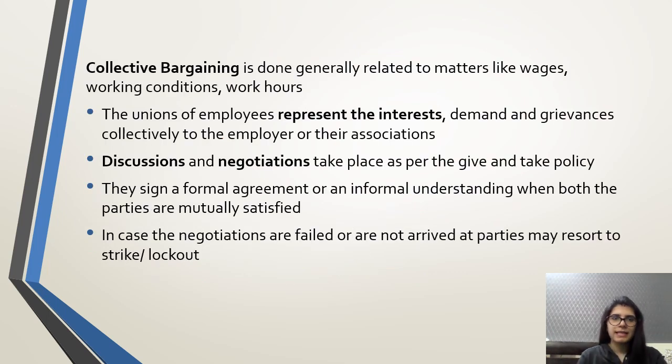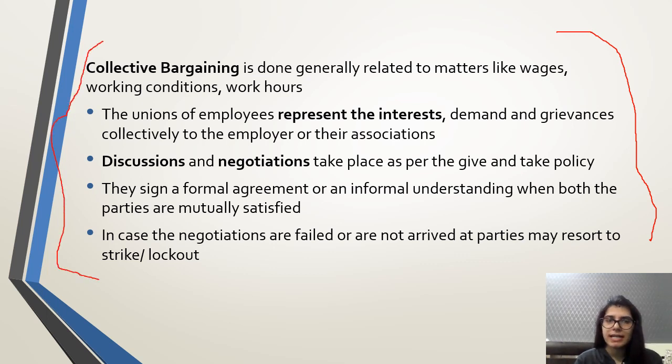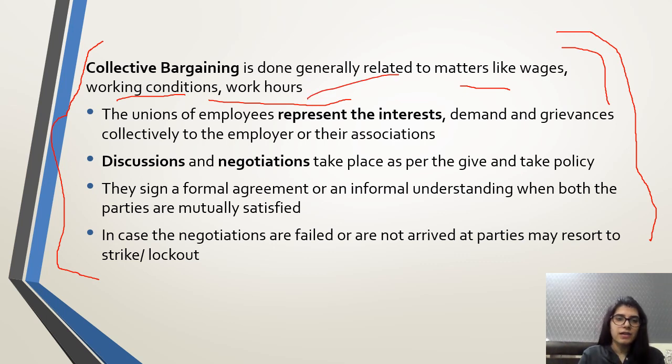Now, to make things clear, I have also given what happens in collective bargaining, what the process is, and what matters are generally dealt with in collective bargaining. Collective bargaining is generally related to matters like wages, working conditions, and work hours. For example, the workers may need more wages and the employer is paying less, then issues can arise. If the working conditions are not good in a company or factory, trade unions can raise issues related to working conditions. Or if people are working too much, more than they can work in a day, issues can be raised related to work hours also. These are the issues generally dealt with in collective bargaining.